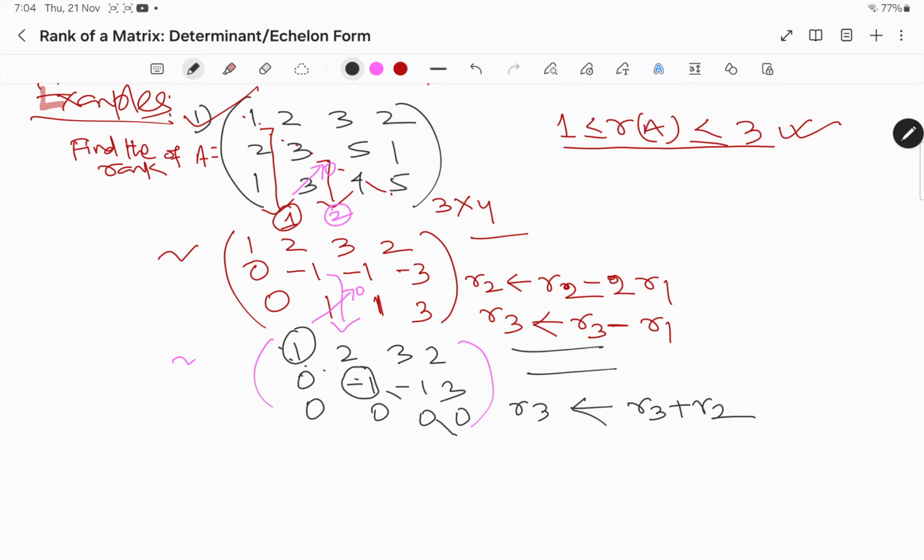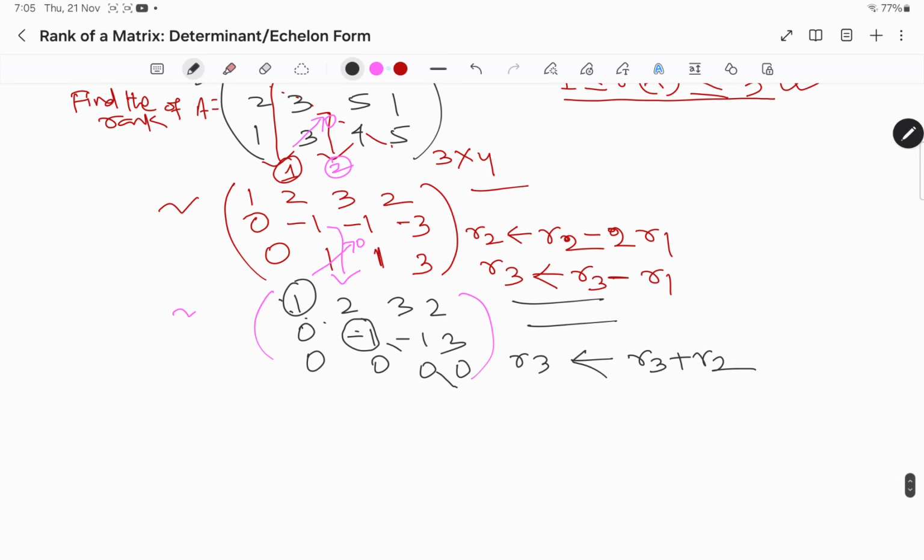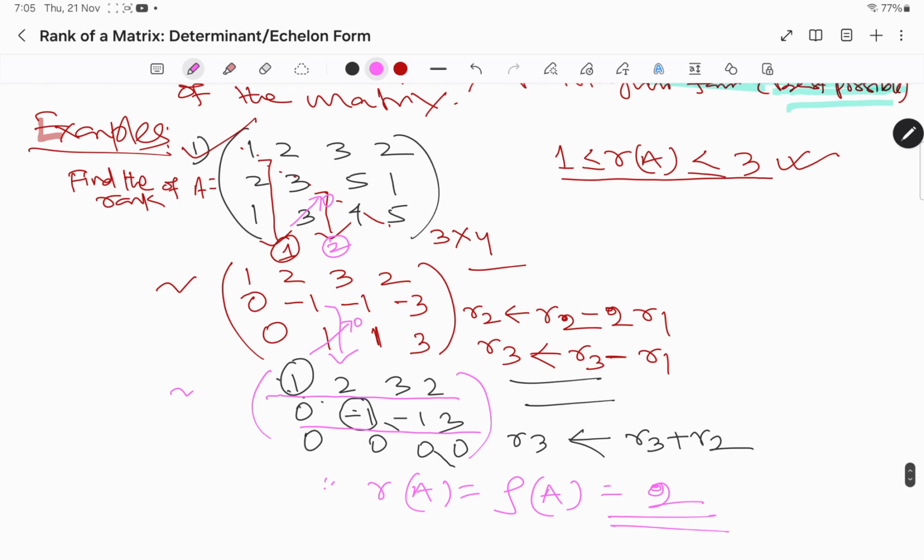Okay. So here the number of non-zero rows present is: this is a non-zero row, this is a non-zero row. So therefore the rank of A, also written like this, rho of A, is equal to 2. That means the number of non-zero rows present in its echelon form.